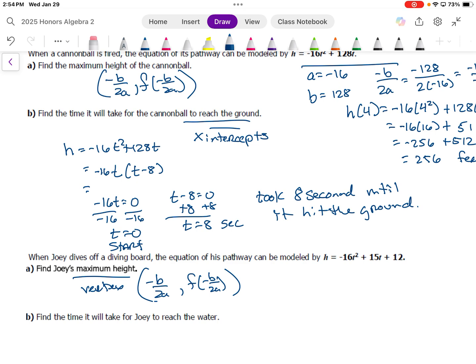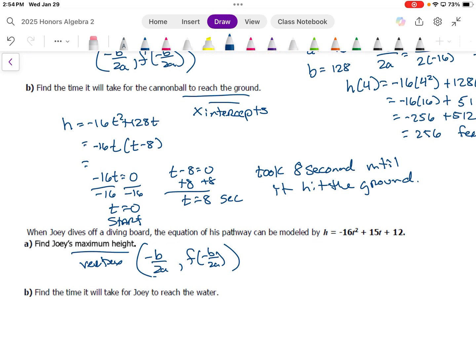Besides the fact that one day we'll probably lose all power and we'll be back in the Stone Age. So, all right, with this in mind, negative 15 over 2 times negative 16, which would be negative 15 over negative 32, which is 15 thirty-seconds. And that's my time. That was pretty quick. That wasn't even a second.